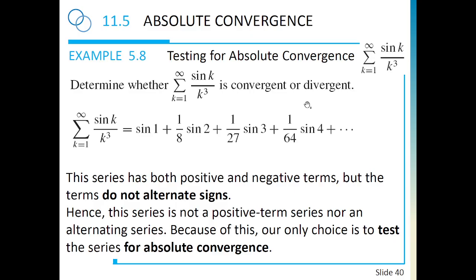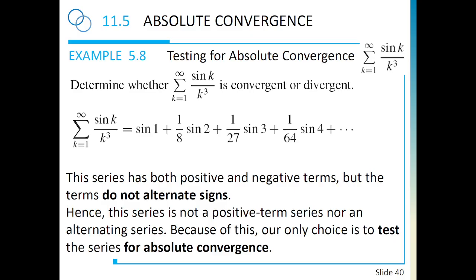Now some series, like this one here, you have sine k divided by k cubed. So sine k changes sign. Sometimes it's positive, sometimes it's negative. But it's not regular. It's not one term positive, one term negative, one positive, one term negative. It's not alternating. So this is a series with mixed signs. It's not alternating, so we cannot use the alternating series test.